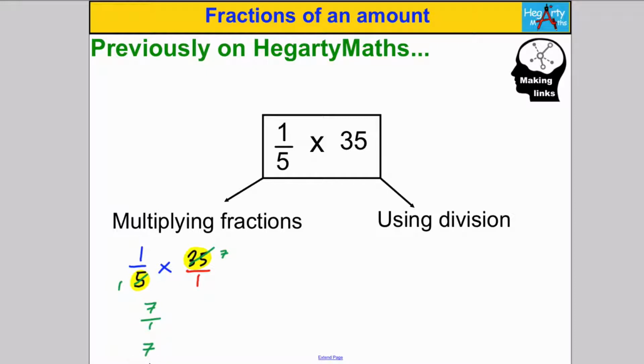1 times 1 is 1, and 7 over 1 is of course 7. But alternatively, there was a really slick thing I told you in a previous video about linking multiplying fractions and dividing by whole numbers. I said multiplying by a fifth has the same effect as dividing by the whole number 5. So a fifth multiplied by 35 is the same thing as 35 divided by 5, which of course is equal to 7. So there are some of the skills I might rely on in this video.